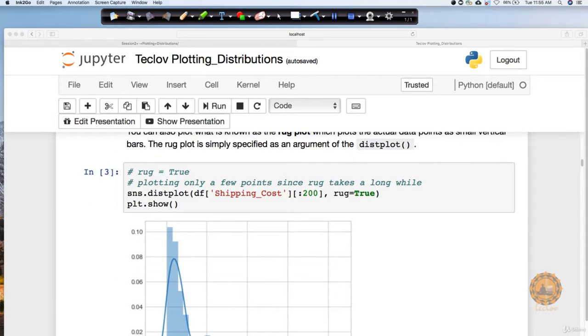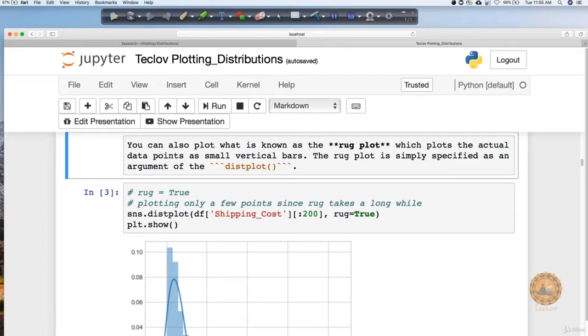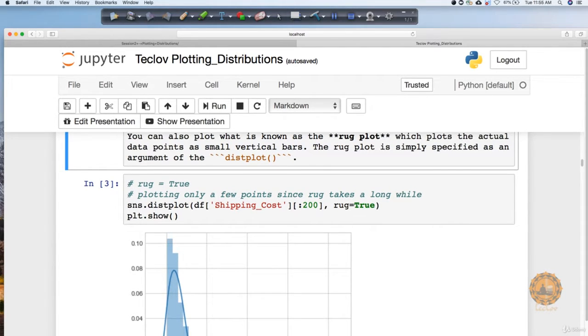There is another way of doing the same thing with the help of something called a rug plot, R-U-G. You can see this term, rug plot. In order to perform it, it's quite simple. You can just mark rug as true in the same distplot. A rug plot also takes a good amount of time, which is the reason I have taken only a smaller subset of data, not the full data, to save time.